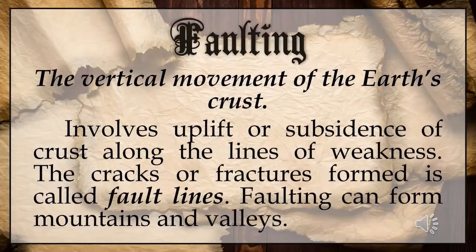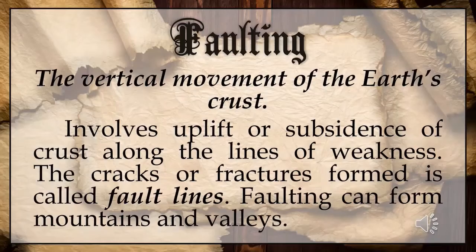The other type of crustal movement is what we call faulting. Faulting is also known as the vertical movement of the Earth's crust. It involves uplift or subsidence of crust along the lines of weakness. The cracks or fractures formed are called fault lines.